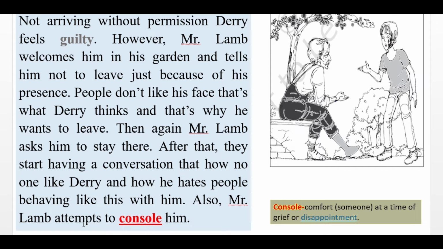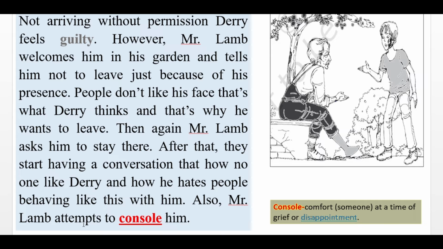Somewhere, Mr. Lamb thought that Mr. Derry has come to the garden for some important purpose, and Derry is going to leave the garden just because Mr. Derry saw Mr. Lamb. But that was not the case. But let's see what happens next. People don't like his face. That's what Derry thinks, and that's why he wants to leave.